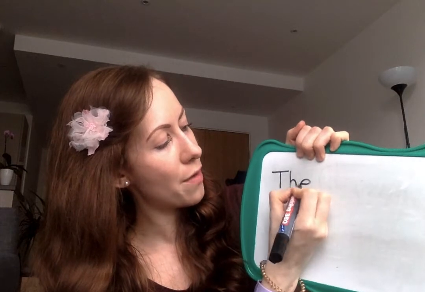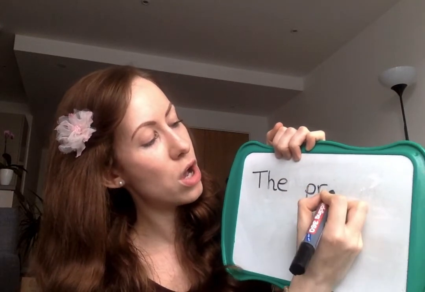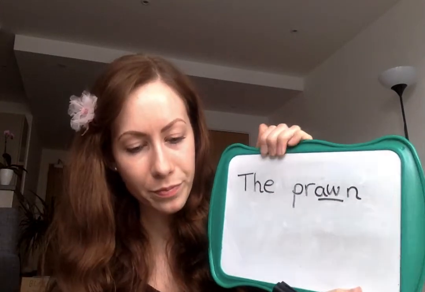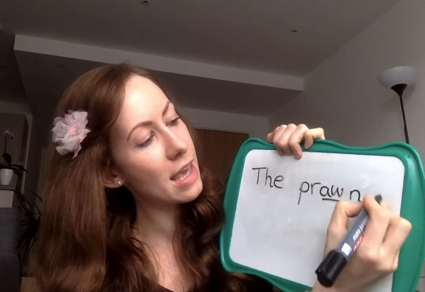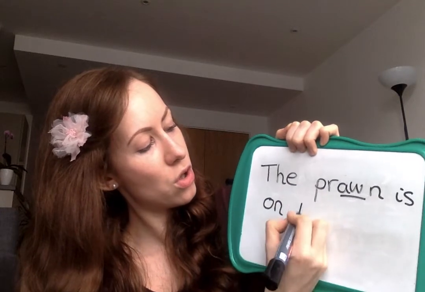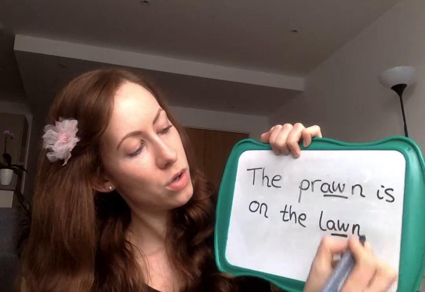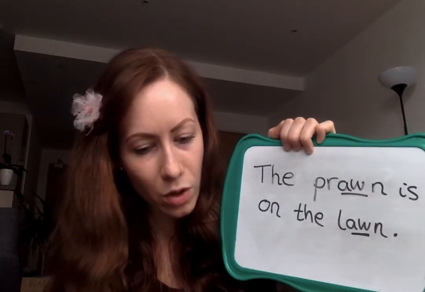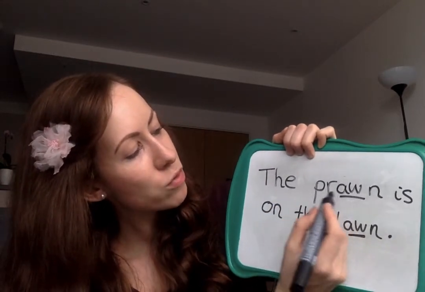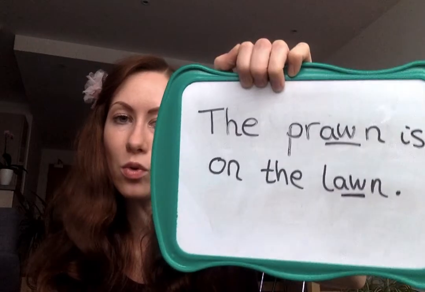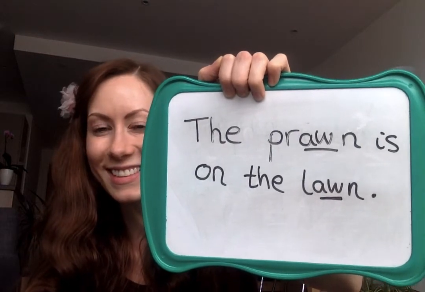Right, let's have a look. So, capital letter. The, finger says, p, r, o, n. The prawn is on the lawn. Full stop. Okay. The prawn is on the lawn. There we go. Okay. Great. Fantastic.